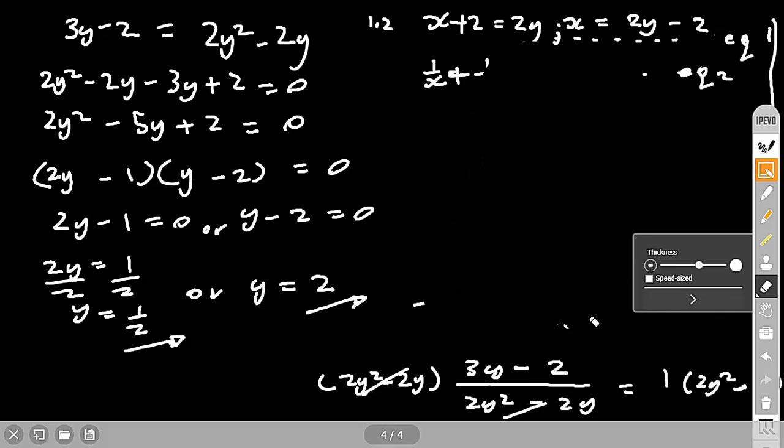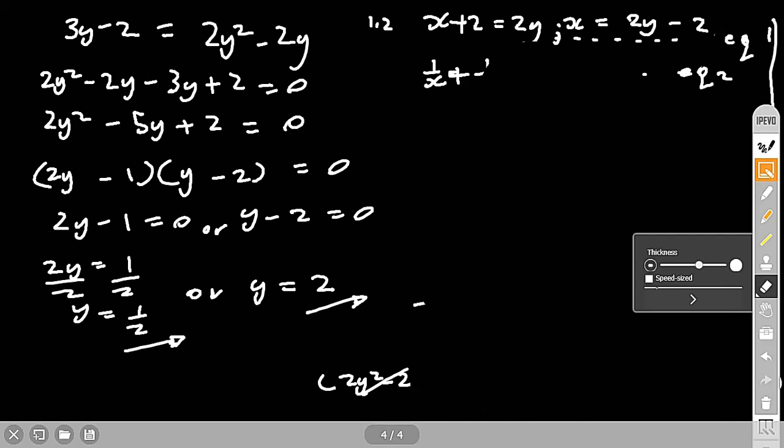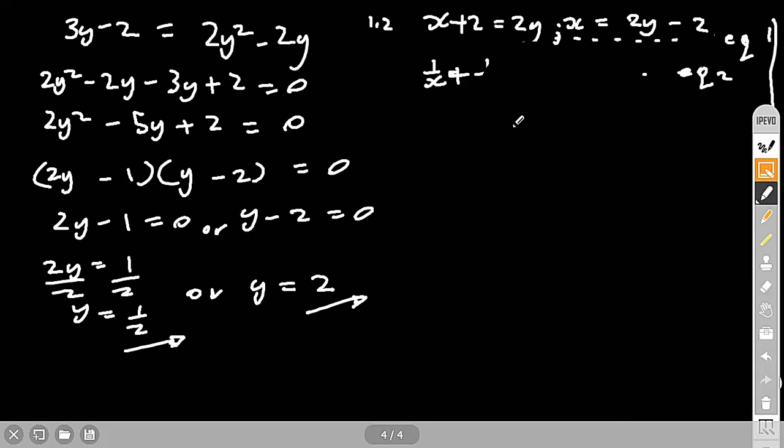I'll just rewrite the equations only. Plus 1 minus y is equals to 1. That's equation 2. So now, these values of y, you can substitute them in any equation. But the simplest one is equation 1, the original equation.